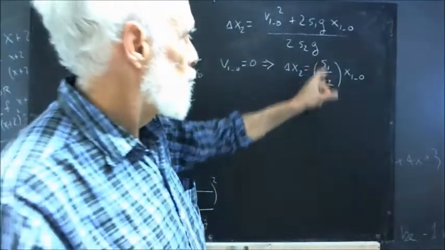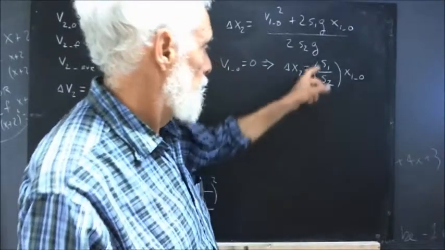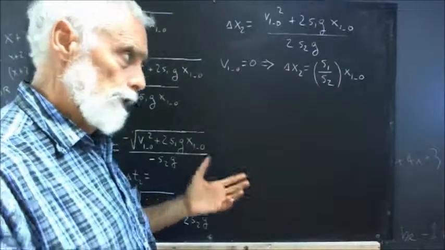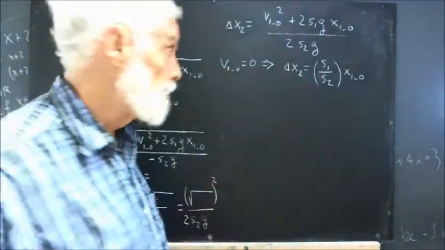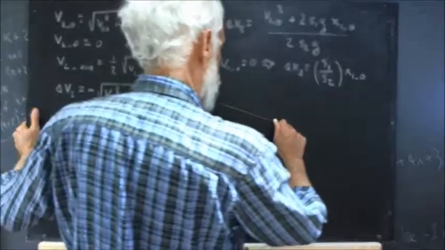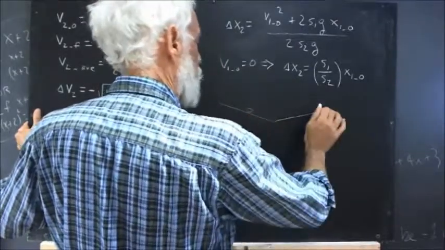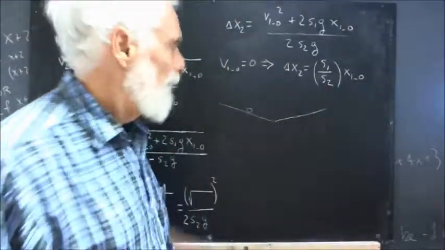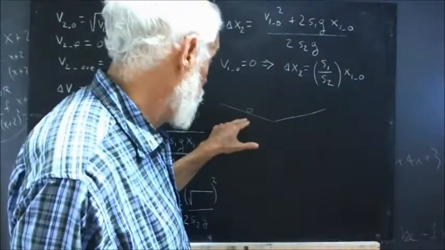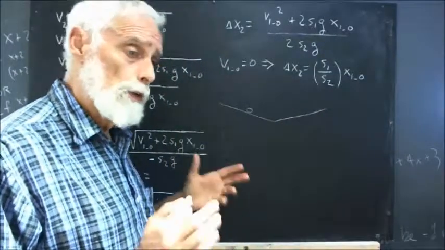Now, what's the interpretation of this expression? S1 over S2 times x1 naught. You should think about that interpretation before I go on. So you should pause and think about what that means in terms of the two ramps. We've got a ramp here with one slope. We've got a ramp here with another slope. We start a ball here. Where does it end up here? S1 and S2 are the two slopes. How do the two slopes influence the final position of the ball? If you can figure that out on your own, you're going to be way ahead.